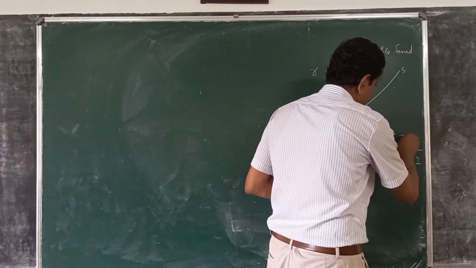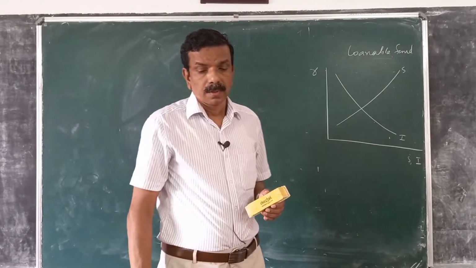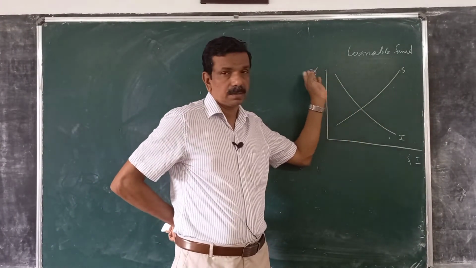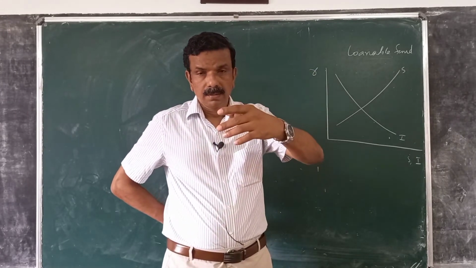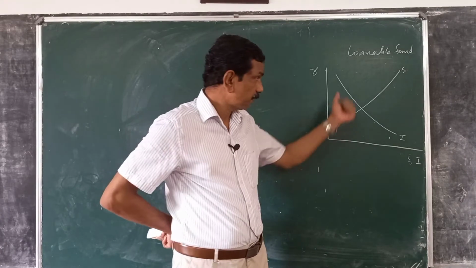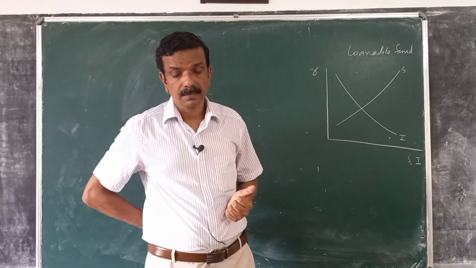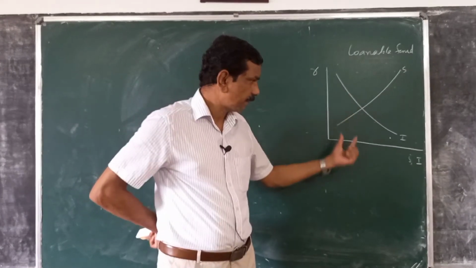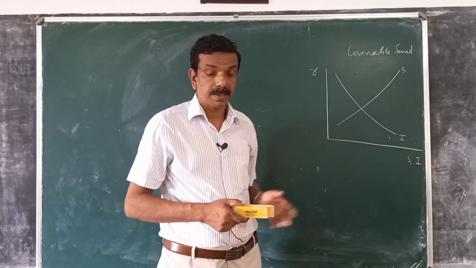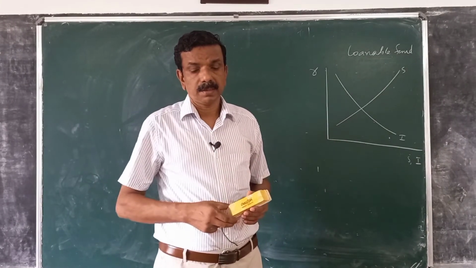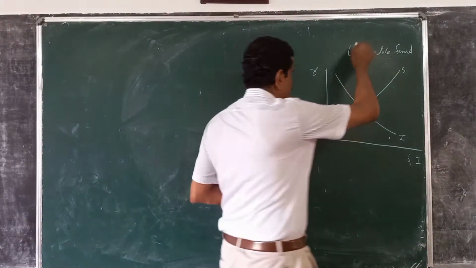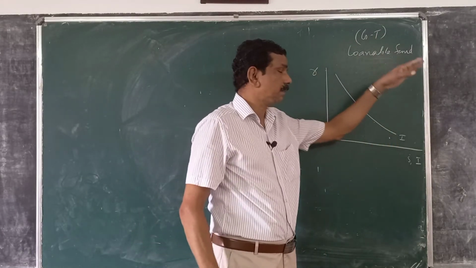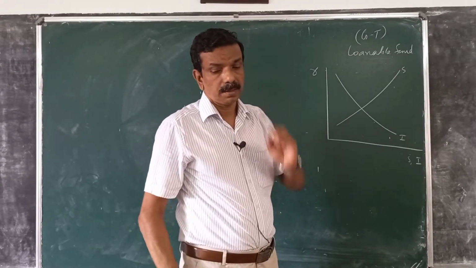Investment is negatively related to the interest rate. So S is supply, saving is positively related to interest rate, and it is the supply of loanable funds. Investment is negatively related to interest rates, and total demand for loanable funds is determined by investment plus exogenously determined government deficit. Government deficit is G minus T. If G is greater than T, this is positive, otherwise negative. If G is equal to T, budget is balanced.